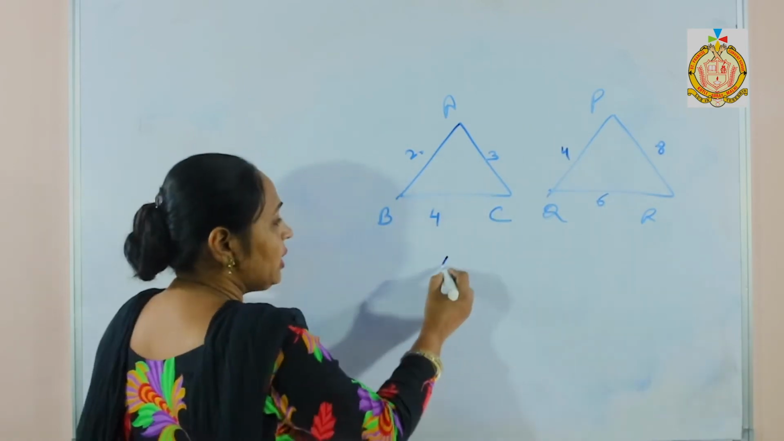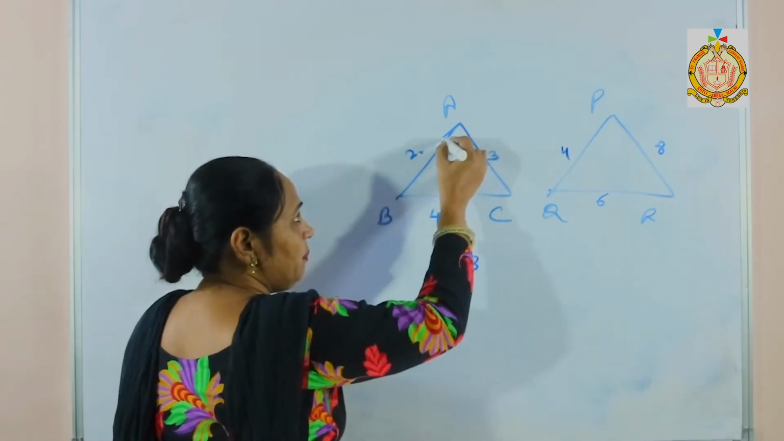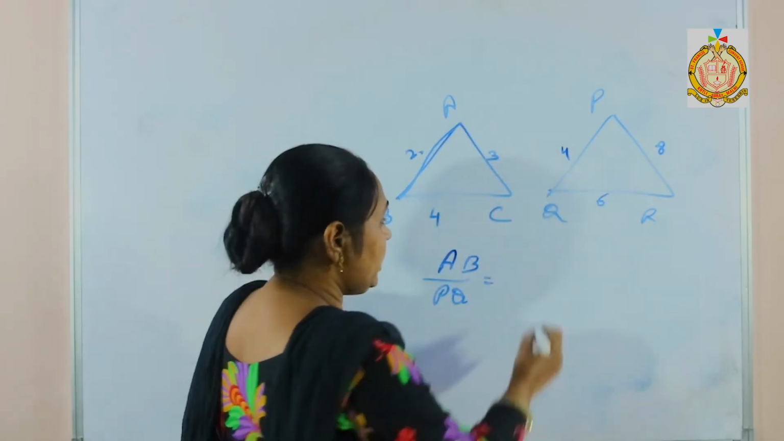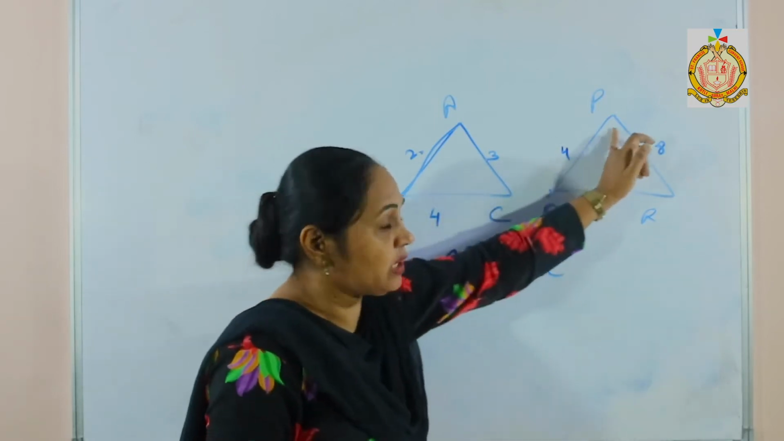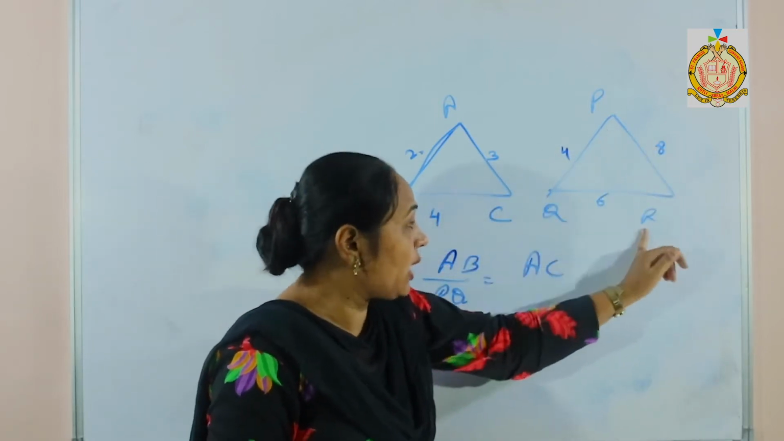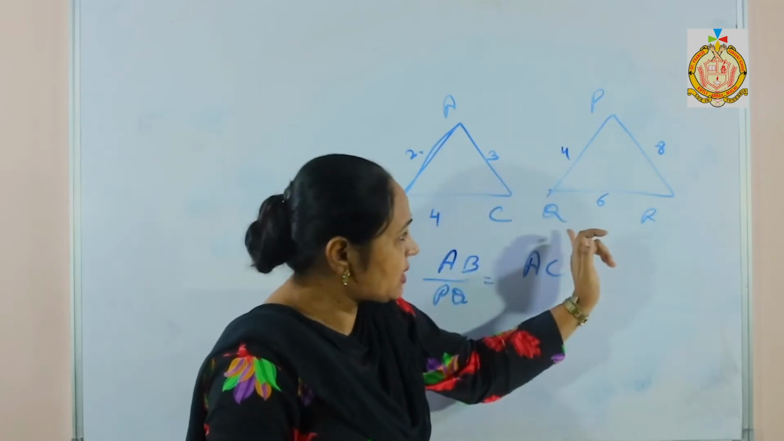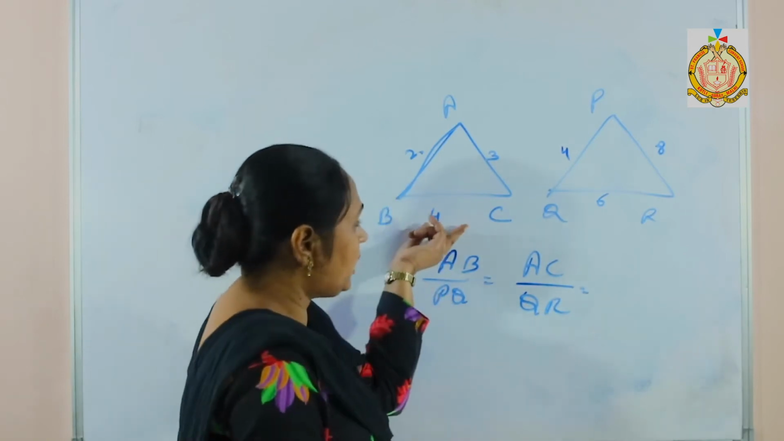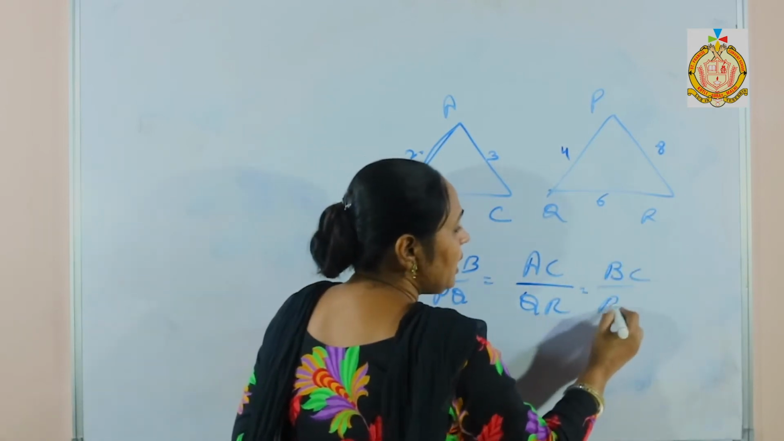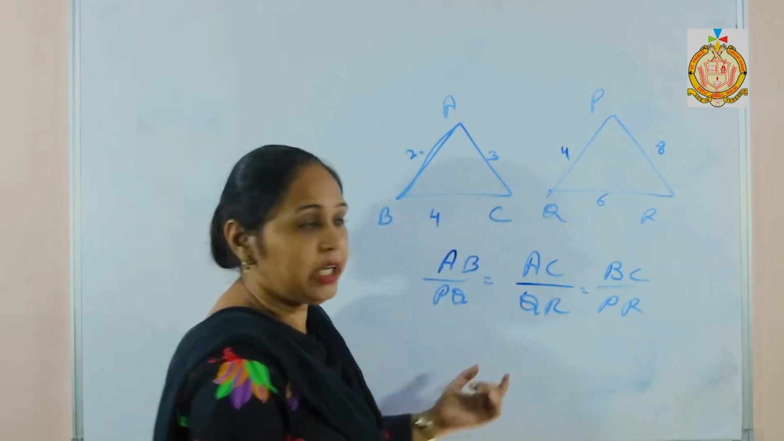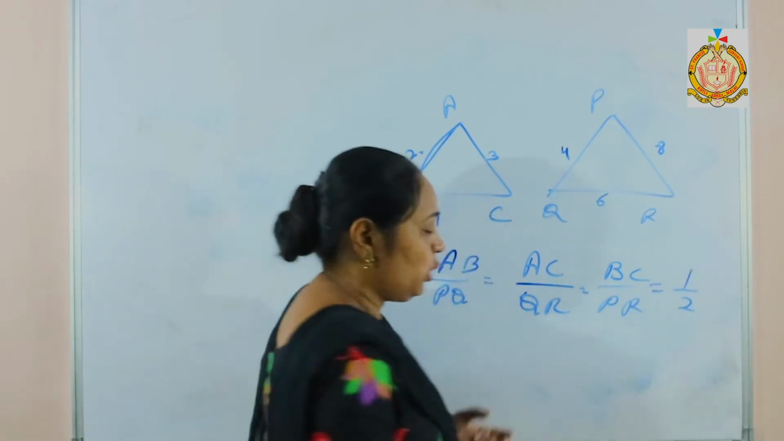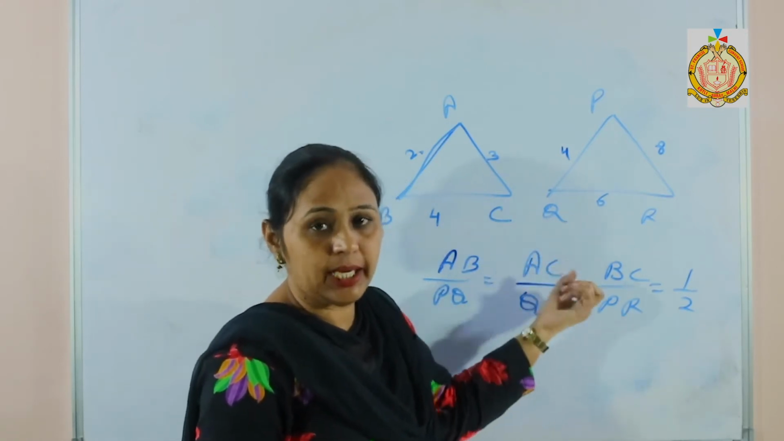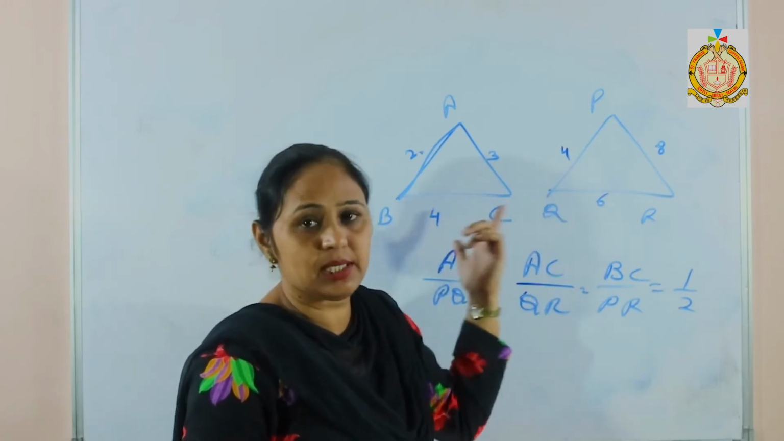Now see how I write it. This AB ratio with PQ. Then for the other side I take AC. Now I do not take PR here; I will take QR, because this AC is twice QR. Next will be BC and PR. If I put the values, each becomes 1 upon 2. That means the sides of the triangles are in equal ratio. That means both triangles are similar.